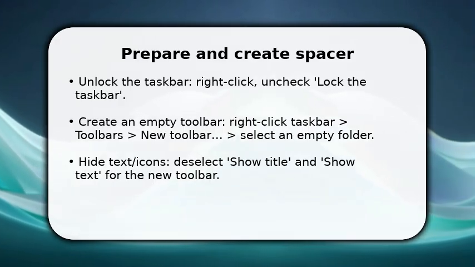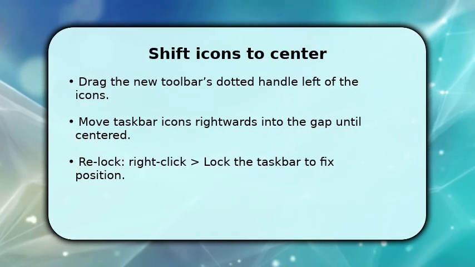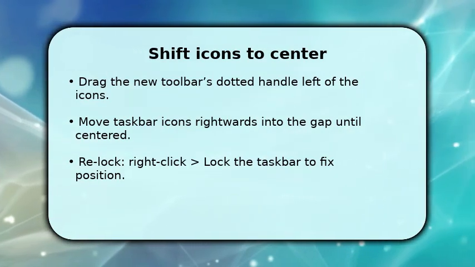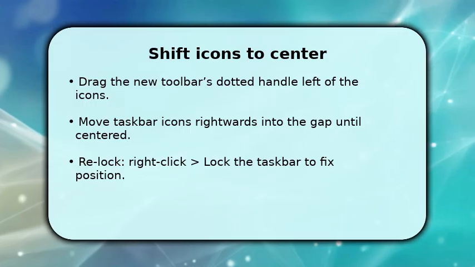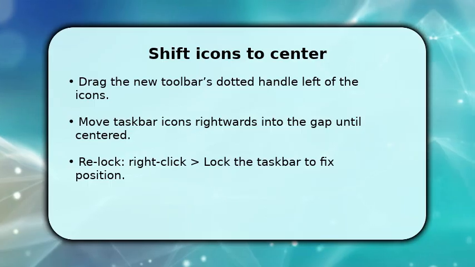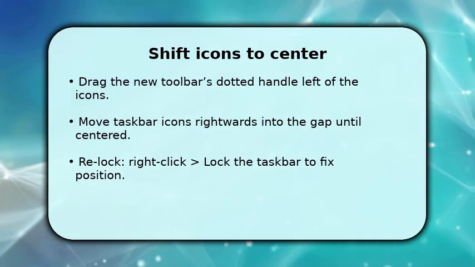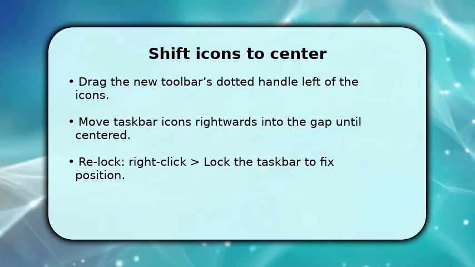Now adjust positions. Drag the dotted handle of your invisible toolbar left of the system icons. Once it's left, drag the other dotted divider between the toolbar and app icons so the app icons shift toward the middle. Make micro adjustments until icons visually align at center. Use multiple small moves for precision.